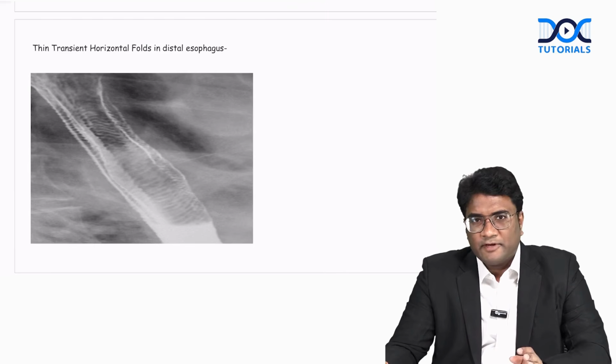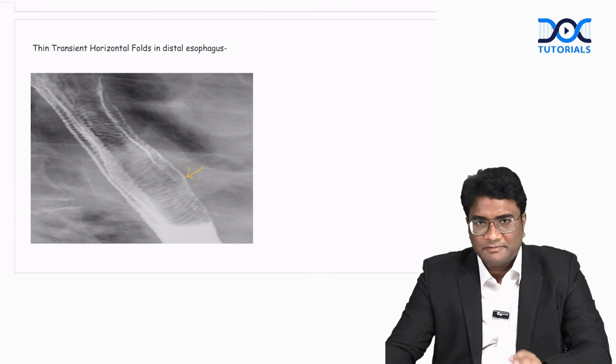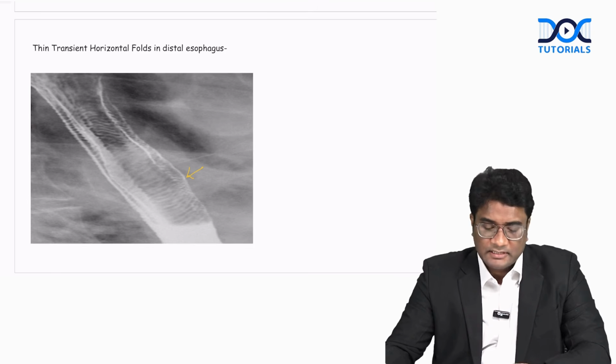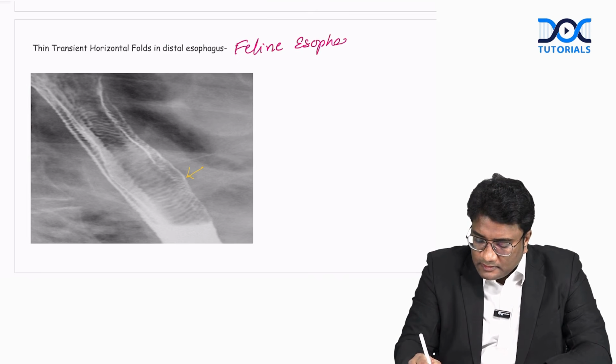Now look at this barium swallow image. Here you can see there are thin horizontal mucosal folds, especially in the distal end of the esophagus, and these are transient. They come and go away, especially in the distal esophagus in people with gastroesophageal reflux disease, and this is called feline esophagus. This is seen in GERD patients.